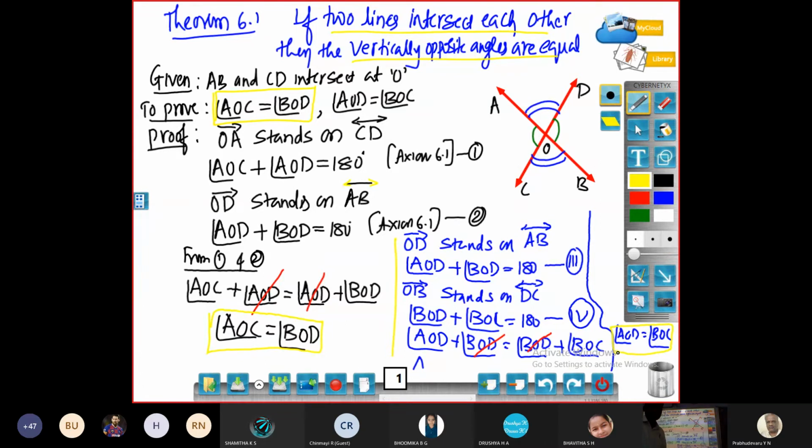If it is over, then I will go on. Have you noted this? Yes, sir. Any doubt in this proof? No, sir. Okay. If it is no, then I will move to example 1.